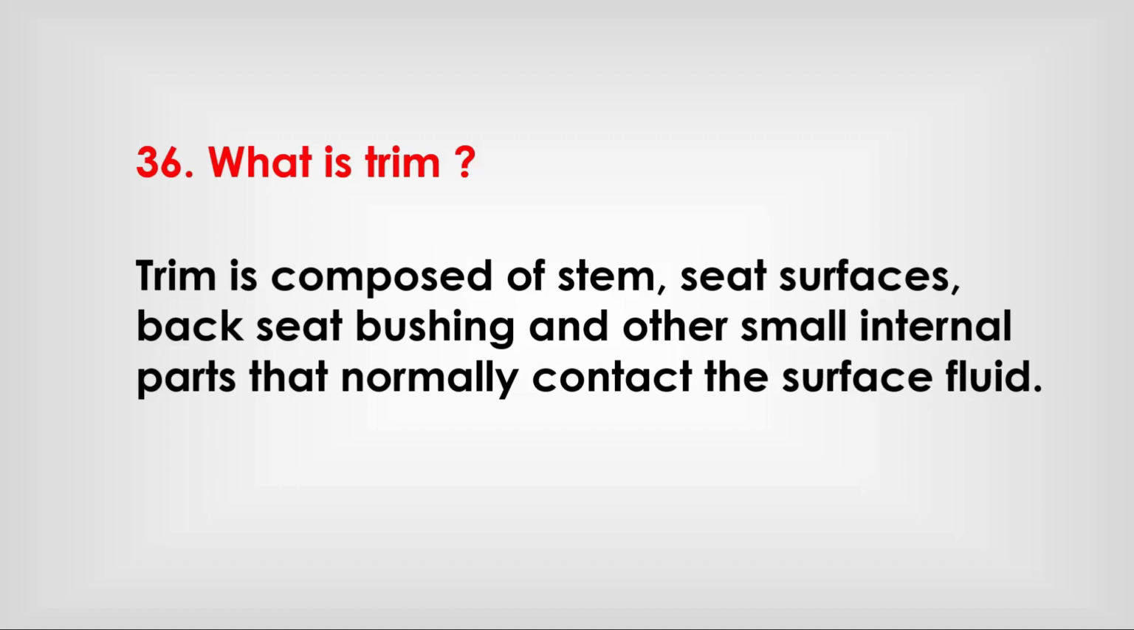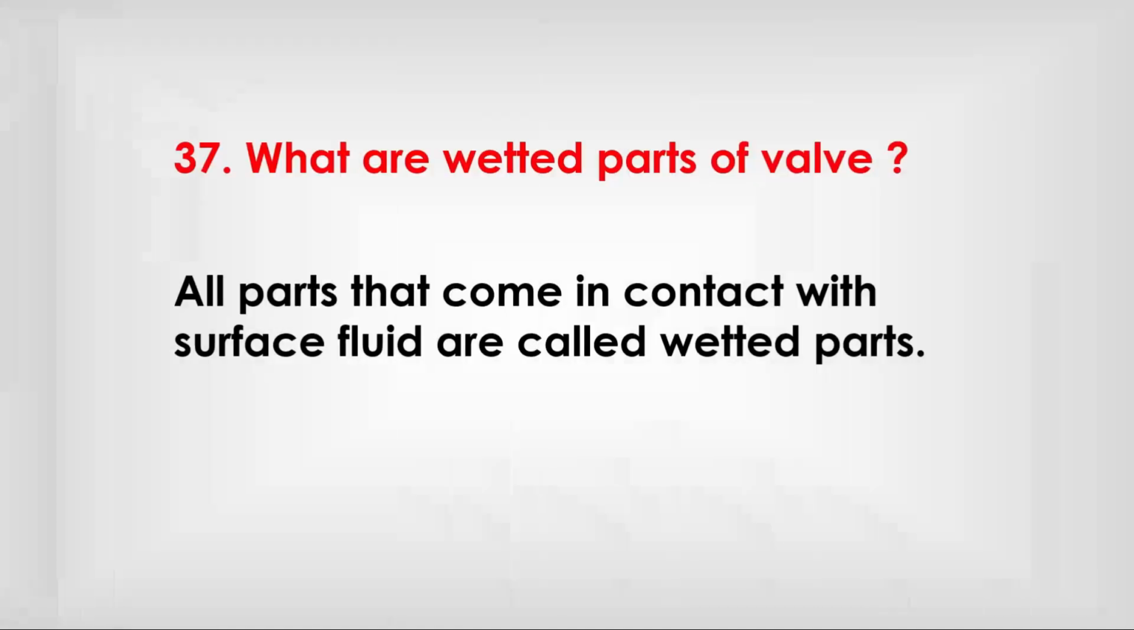What is trim? Trim is composed of stem, seat surfaces, back seat bushing and other small internal parts that normally contact the surface fluid. What are wetted parts of a valve? All parts that come in contact with surface fluid are called wetted parts.